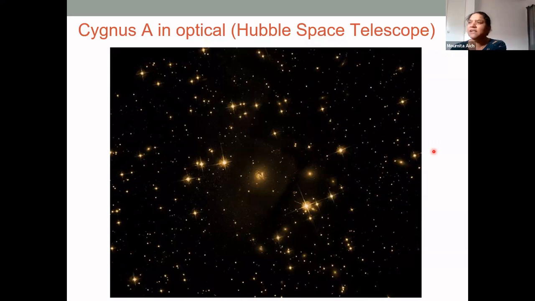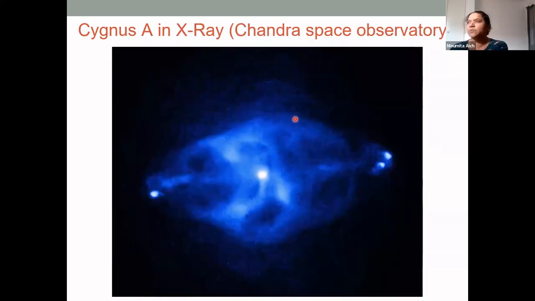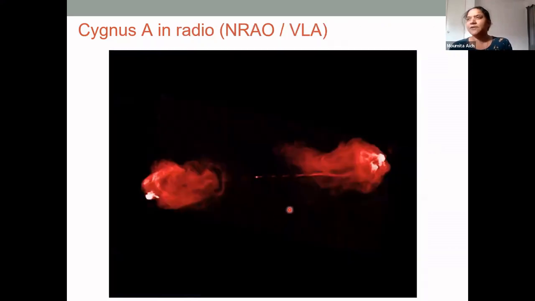This is what you see with Chandra, the X-ray emission from Cygnus A. You can see these blobs and the X-ray gas around them. And if you look at radio, this is using NRAO and the VLA. What you can see are powerful jets emitted by most probably a quasar at the center.